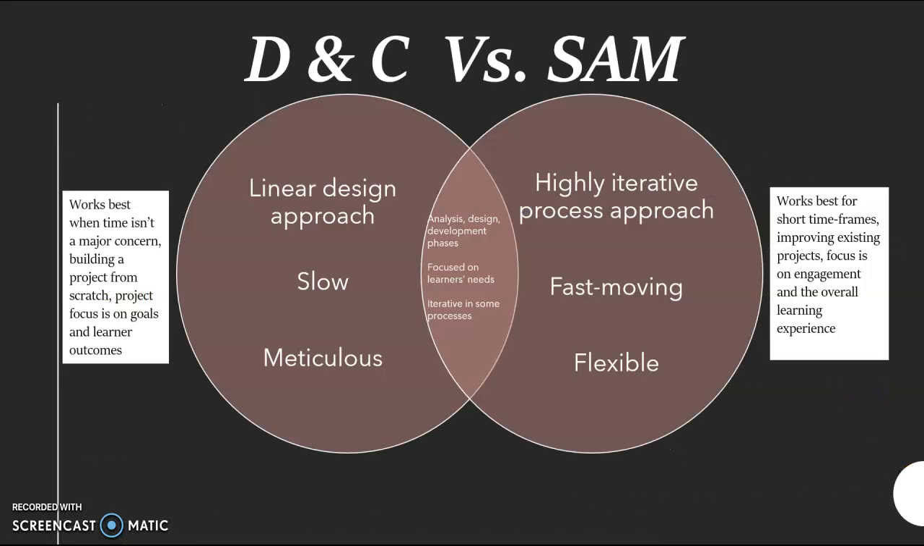So comparing the two, Dick and Carey is a linear design approach, whereas SAM is very highly iterative, and more of a process approach than a design approach. Dick and Carey can be very slow, very meticulous, very detail-oriented, whereas SAM is fast-moving and very flexible. When looking at what they have in common, they both have analysis, design, and development phases. They both are focused on the needs of the learners, and they both have some iterative processes within their approach.